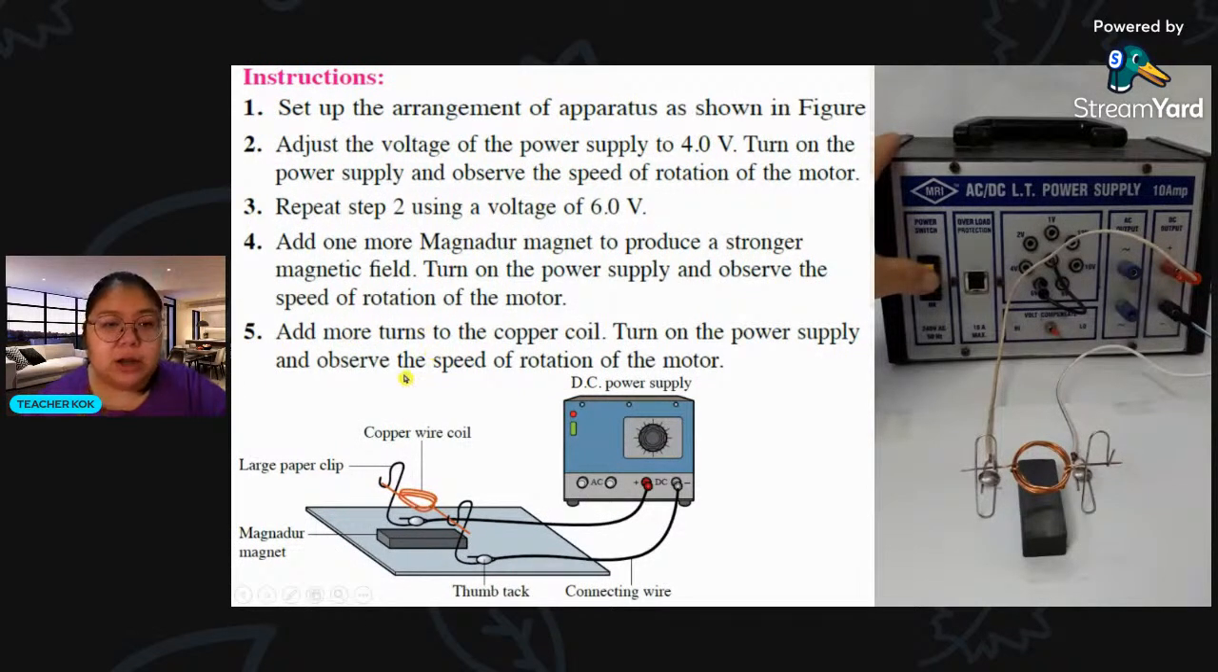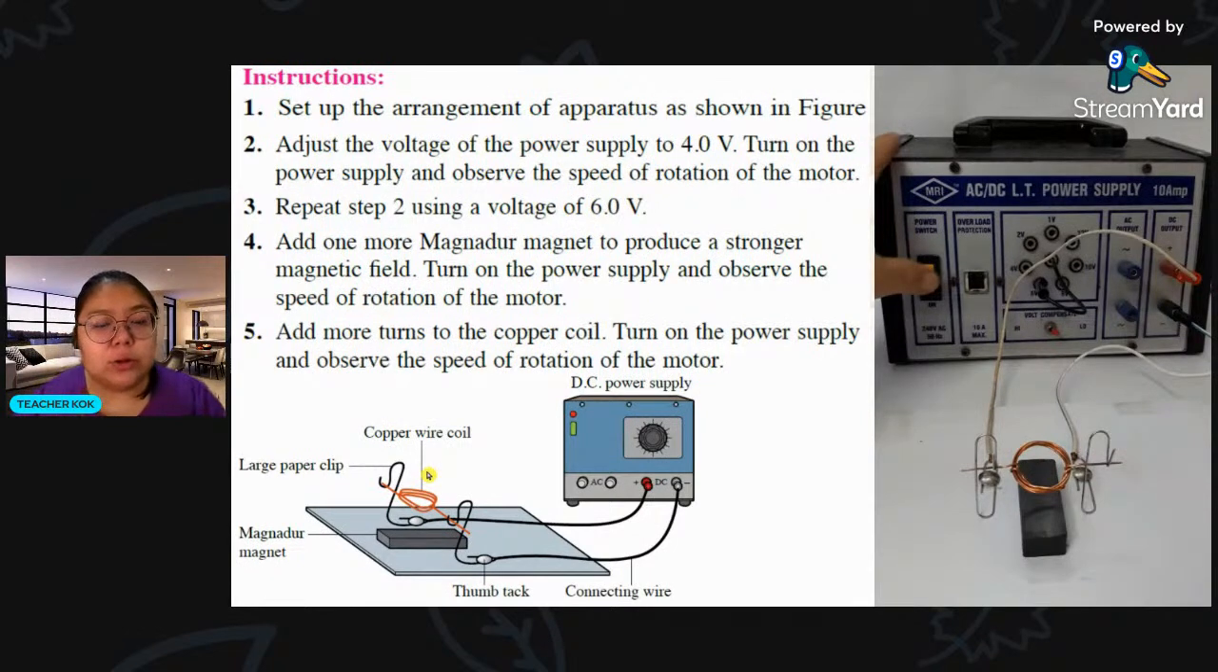So that means you can see whether the speed becomes faster or slower. Add more turns of the copper coil. So this one copper coil is a turn. If you make the turns more, you also need to observe what happens to the turning speed. So that means we adjust 3 manipulated variables. First, we make the current stronger, which means you increase the voltage. Number 2, we make the magnet stronger by adding a magnet. Number 3, you make more turns of the copper wire coil. So you can see what happens to the speed. So these are the 3 things you need to adjust for the manipulated variable.